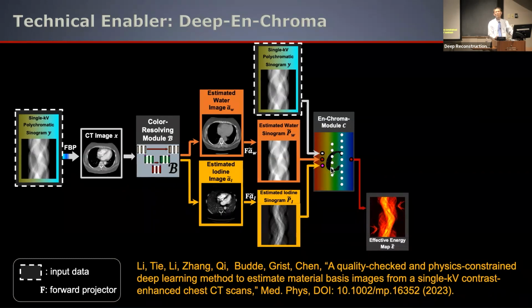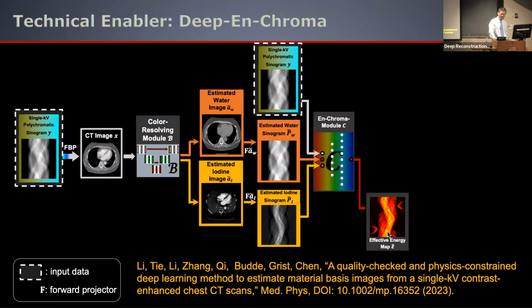The color module is intrinsic to evaluate each measured projection data, because the path length for each detector element, each ray, is different. That means beam hardening is different. That means in the measured data, some energy fingerprint is encoded. We try to extract that. That is the color resolving module.